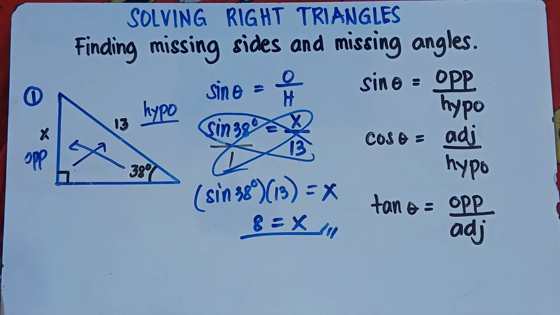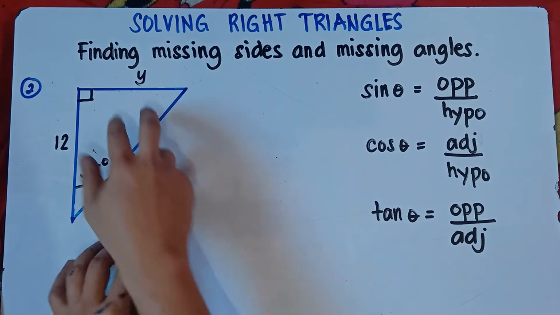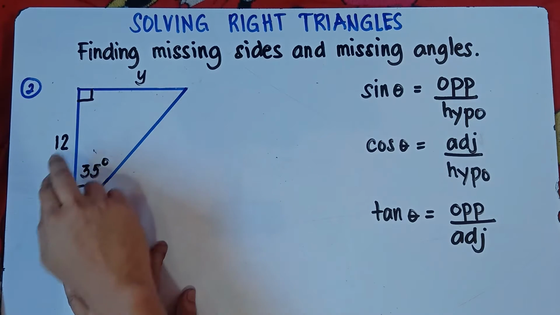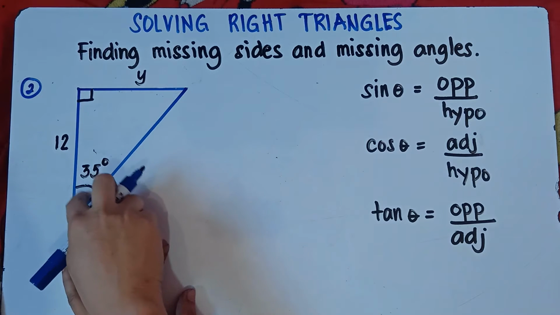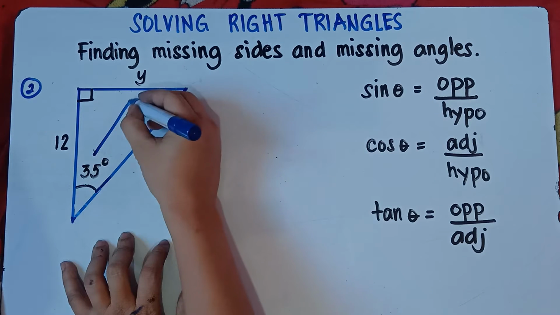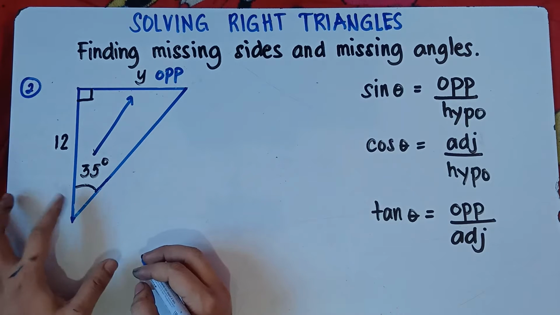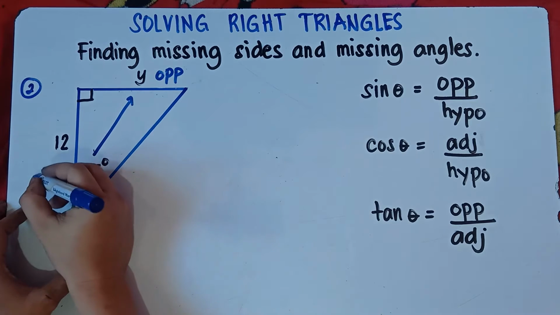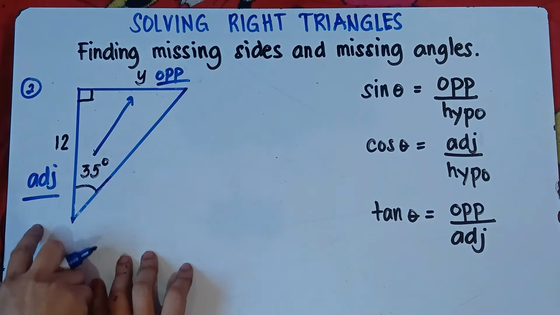So let's try another example, class. Let's have more examples for you to really understand solving right triangles. So number 2. Once again, the first thing that you need to do is check which sides are involved. This y is the unknown side and this 12 is the given side. We know that y is opposite of this angle, 35 degrees, so this is the opposite. And this 12, right next to this angle, is the adjacent side. So we have opposite and adjacent.